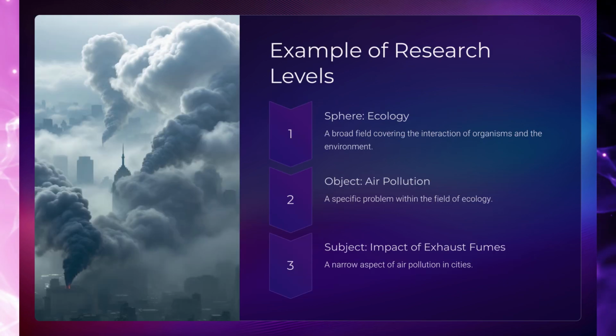All three levels of research are interconnected and help structure your study. The sphere is a broad area, the object is part of the sphere, the subject is part of the object. For example, if the sphere is ecology, the object is air pollution. Then the subject is the impact of car exhaust on air quality in cities. This helps to avoid confusion, allows for a deeper understanding of the topic, and makes information retrieval easier. When starting research, always first define the sphere, then narrow it down to the object and subject.